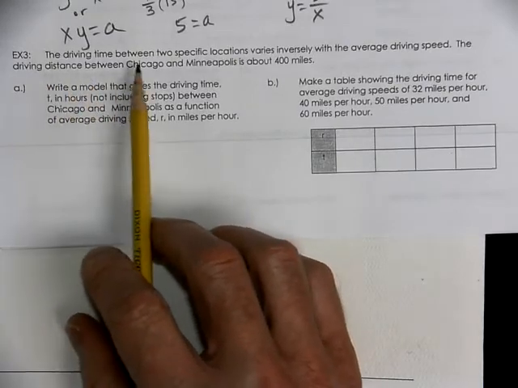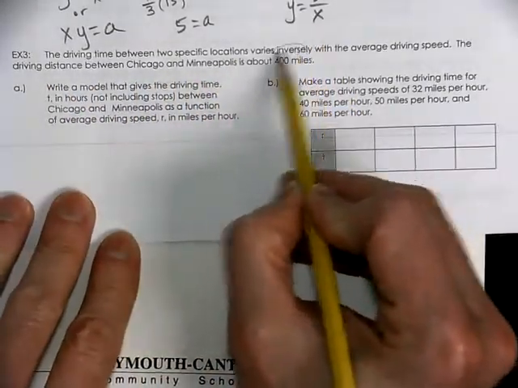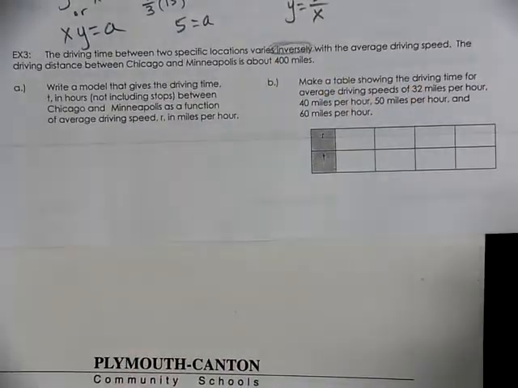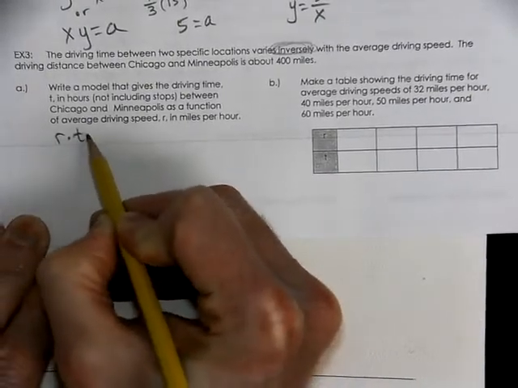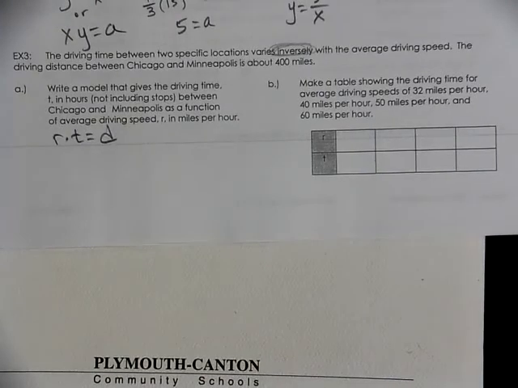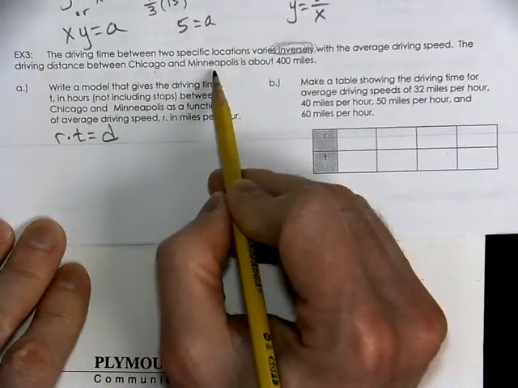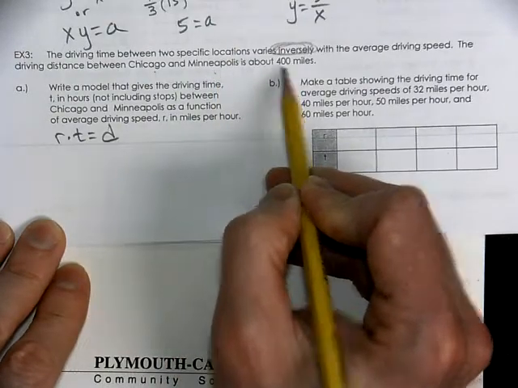Here we have the driving time between two specific locations varies inversely with the average driving speed. So that means that rate times time is going to equal your distance. Distance equals rate times time. It's a pretty common formula. So we're going to have Chicago to Minneapolis is about 400 miles.